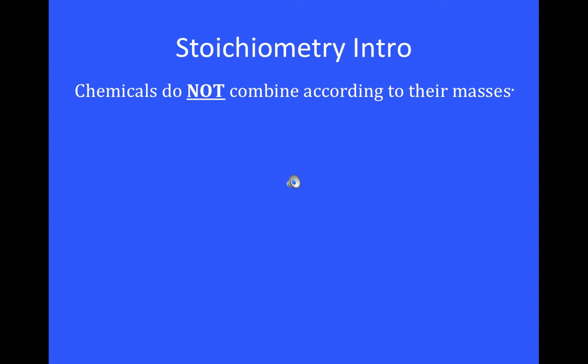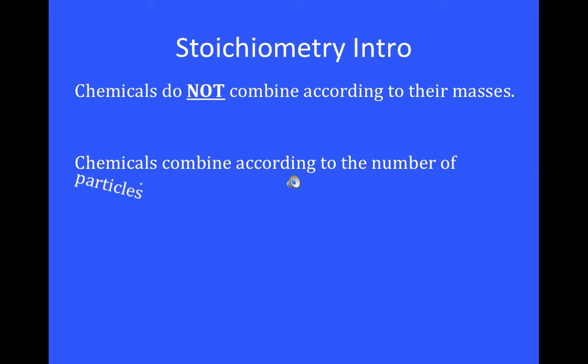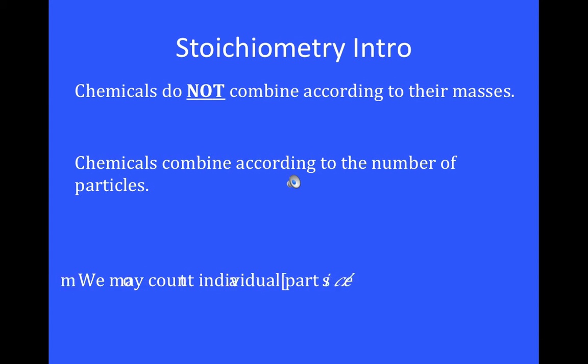And here it's reminding us that chemicals do not combine according to their masses. It's all about particles. So that means we can get down to the single molecule and element and things like that, atoms as they react and produce products. But we can also do it in terms of moles, because moles is our counting device for dealing with these crazy particles.